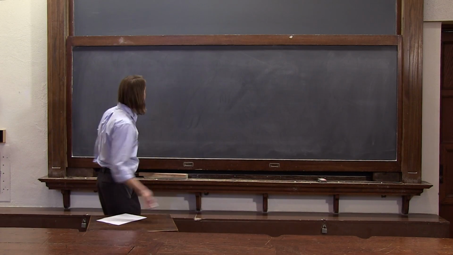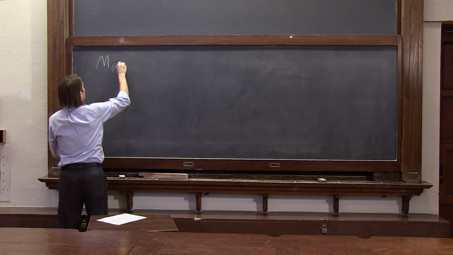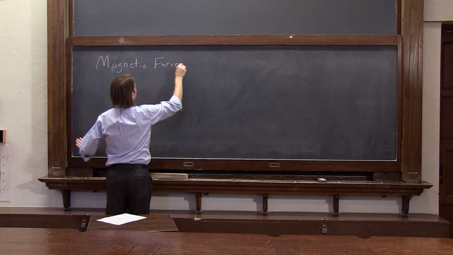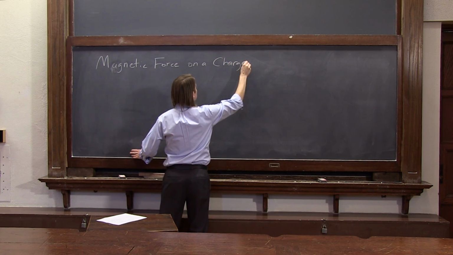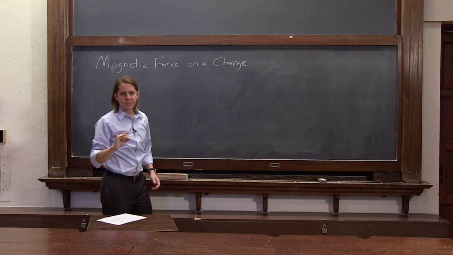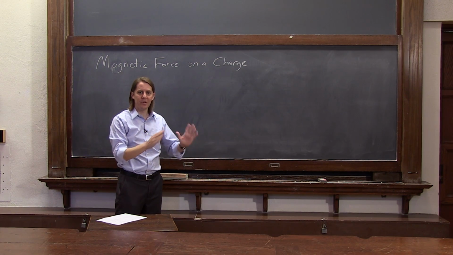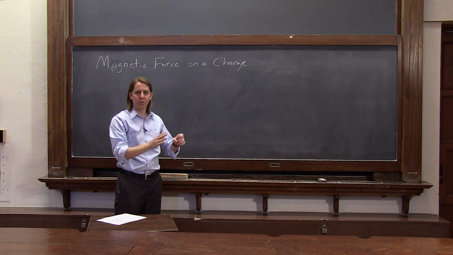Let's now consider the magnetic force on a charge. Now we're back to charges. So remember, there's no magnetic charge as a source of the magnetic field. There's only dipoles. That's what we were talking about. But the magnetic field still applies a force to a charge.